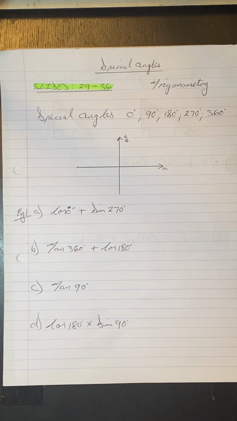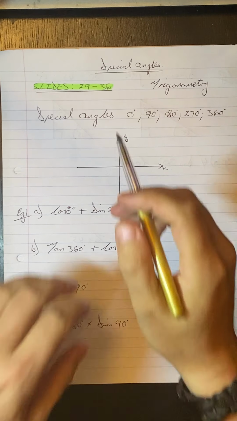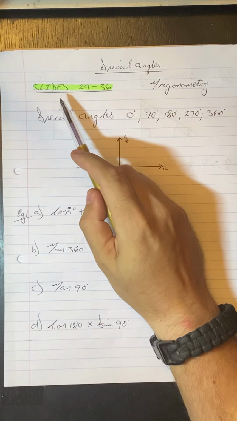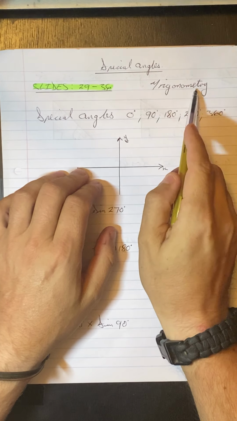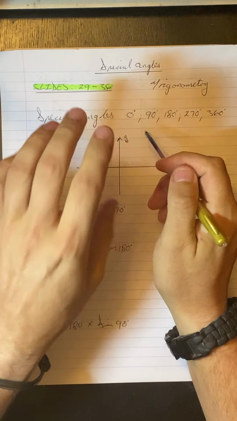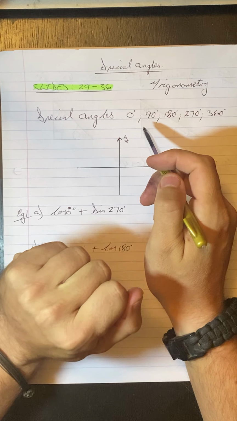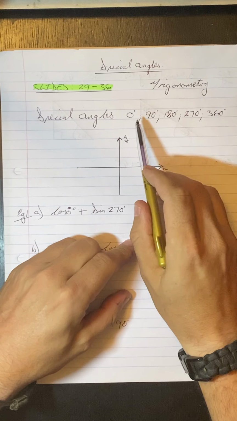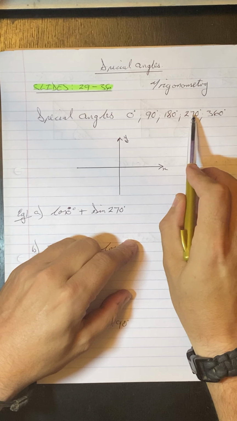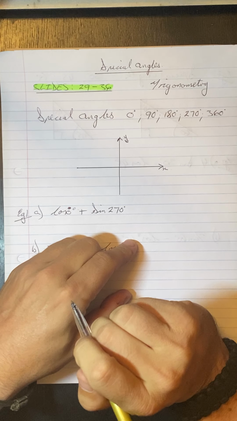Hello grade 11s. Today we're going to be going on to special angles, and it's going to be from slides 29 to 36 from the PowerPoint trigonometry. Okay, so there's going to be two types of special angles that we're going to look at. The first set of special angles we're going to look at is 0, 90, 180, 270 and 360.